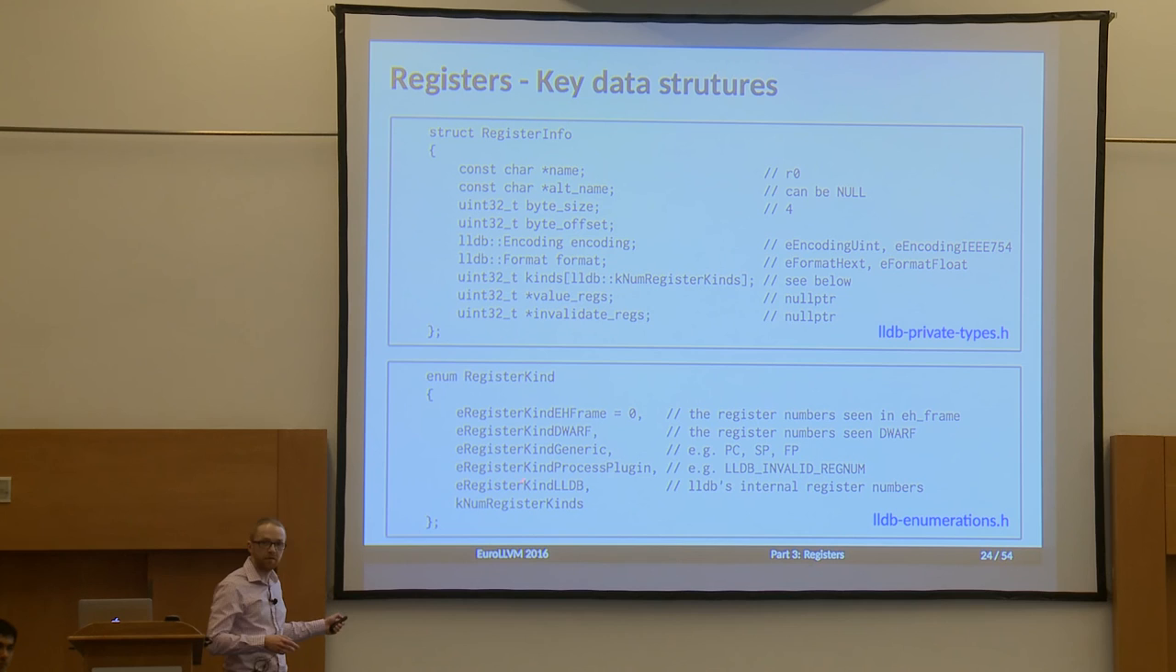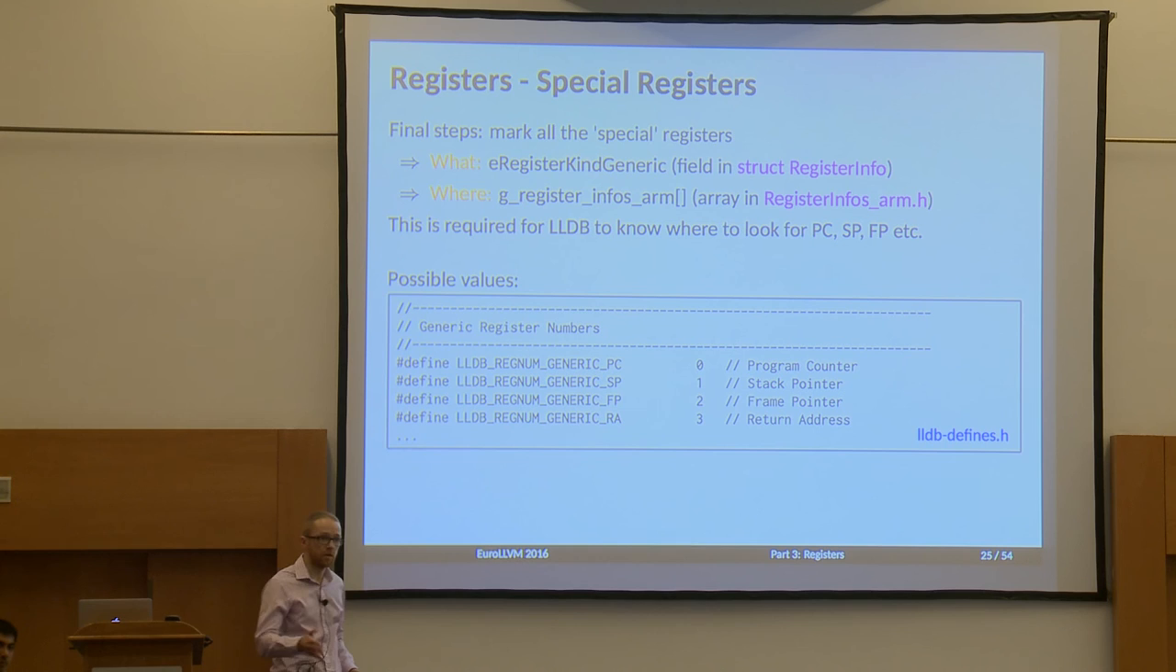But this one is also very important, and that's basically used for marking special registers. PC, SP, and frame pointer are those special registers. Behind the scenes, LLDB refers to PC and SP. It doesn't understand the concept of R0 and so on, it just wants to know PC. So you just use these predefines from this file to mark PC, SP, frame pointer, return address, arguments, and so on. For MSP430, we have only PC and SP. There's no frame pointer, and there's no return address.